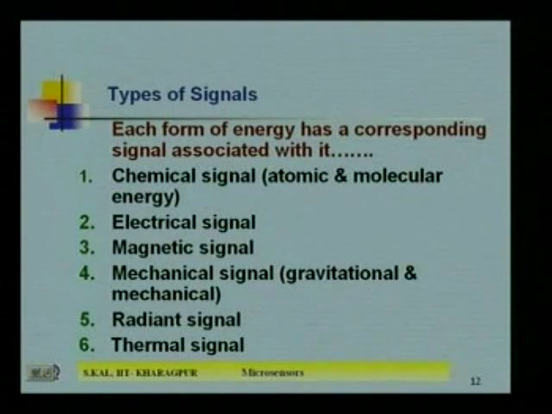Now, what are the different types of signals we deal with? Each form of energy has a corresponding signal associated with it, and those are chemical signal, that is basically atomic and molecular energy, electrical signal, magnetic signal, mechanical signal, which covers gravitational and mechanical, radiant signal, and thermal signal. So, these are different signals we are getting, and those signals are fed into your sensor system.